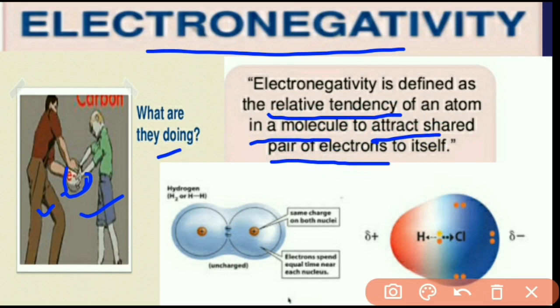We can understand this by an example. Two atoms, one is hydrogen and the second is chlorine. Hydrogen and chlorine atoms are bonded by a covalent bond, and in between, a shared pair of electrons is present, and this shared pair of electrons is attracted towards the more electronegative atom, chlorine. So that type of phenomenon is called electronegativity.